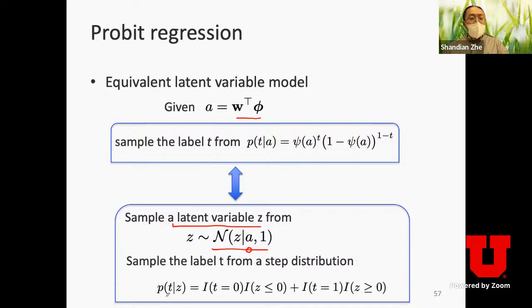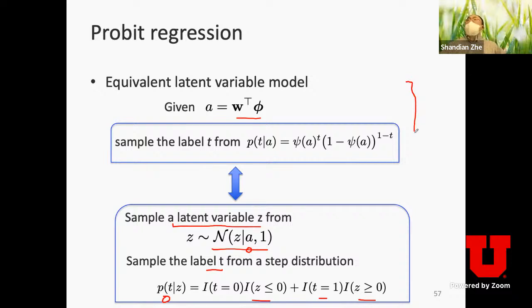Then you generate the label according to the sign of this latent variable's value z. So that means if z is less than or equal to 0, you just predict the label 0. If z is positive, you just predict label to be 1. So if you just marginalize out z, it will give you the original probit regression model.